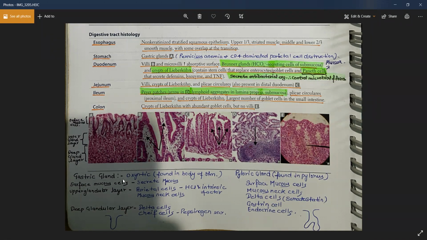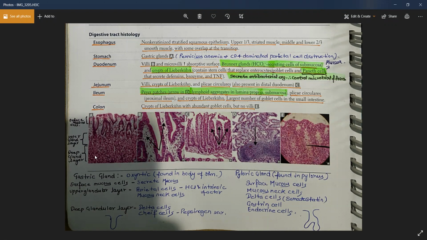For the oxyntic glands, they have the mucus secreting cells. Then in the upper part they have the parietal cells. Not the gastrin cells, but the parietal cells, which secrete the HCl and the intrinsic factor. In the upper glandular layer they also have the mucous neck cells, which form the pits, of course. Then you have the deep glandular layer, and in it they have a very few delta cells, not as many as in the pyloric glands, and many more chief cells.